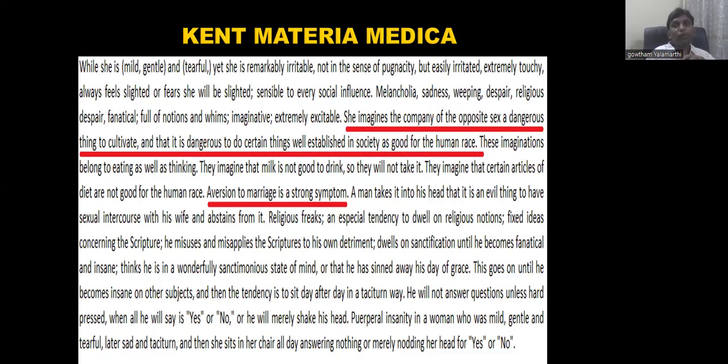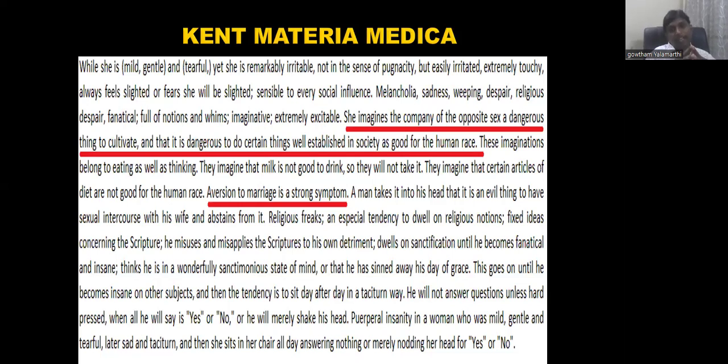She imagines the company of the opposite sex a dangerous thing to cultivate, and that it is dangerous to do certain things well established in society as good for the human race. These imaginations belong to eating as well as thinking. They imagine that milk is not good to drink, so they will not take it. Drinking milk is a common thing, but these patients think that even drinking milk may lead to some other things, so they avoid taking milk. They imagine that certain articles of diet are not good for the human race.